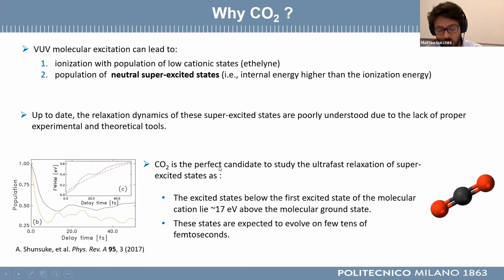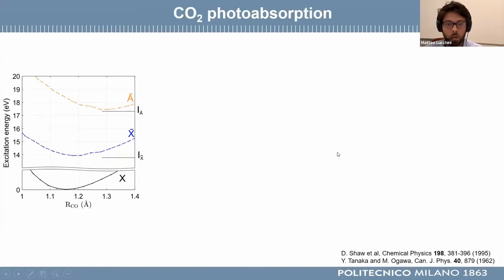In particular with CO2, because the second ionization threshold lies around 17 electron volts, we can access it with our harmonic 11. And it's known to have very fast relaxation dynamics, so we need few-femtosecond pulses to see it. The situation is the following. You have the ground state, a cut of the potential surface through a particular internal coordinate, the ground state of CO2. And here you have the ground state of CO2 plus and the first excited state. Just before the first excited state, of course, you have a whole series of super excited states, which are neutral.